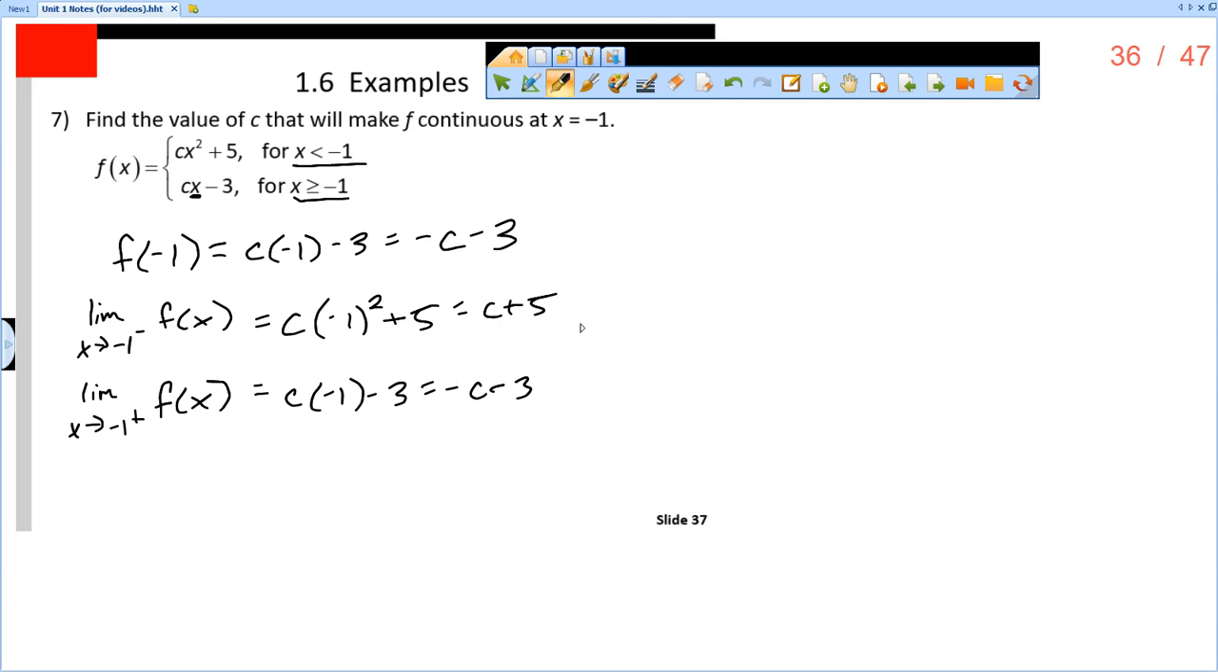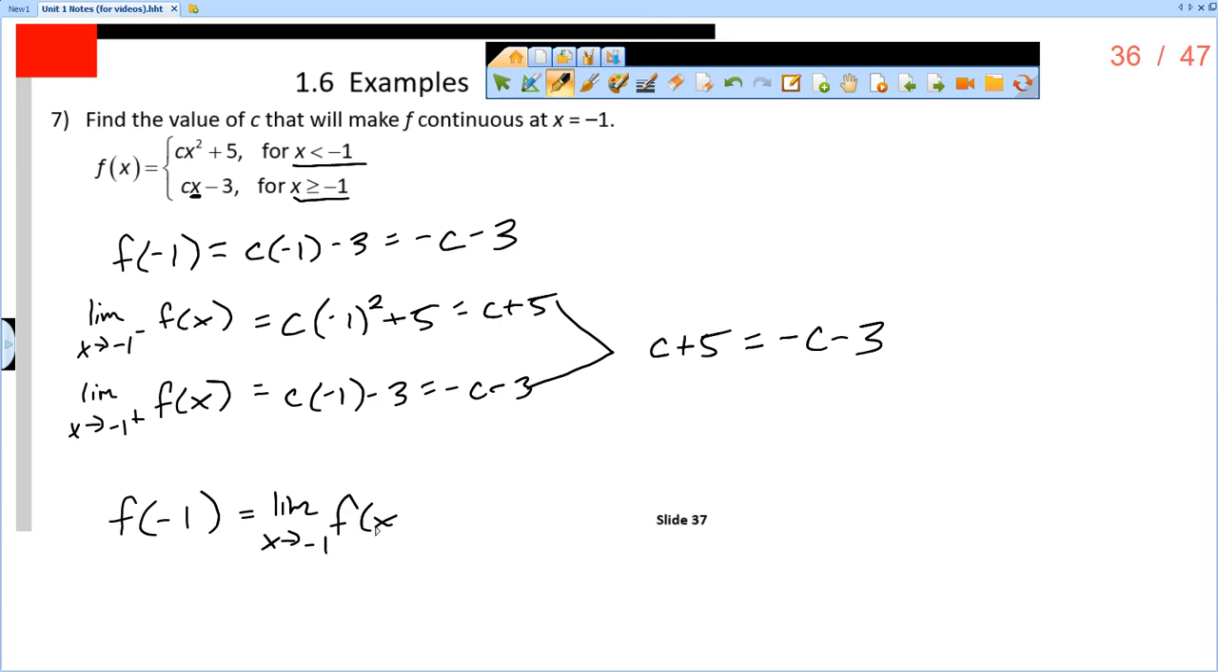So now, what must be true? Well, the limit from the left must equal the limit from the right. So in other words, c plus 5 must equal negative c minus 3. And if those two are equal, then they will also equal f of -1, of course, because f of -1 is negative c minus 3. And so if I solve this, then I will find the value of c that makes f of -1 equal to the limit as x approaches -1 of f of x.